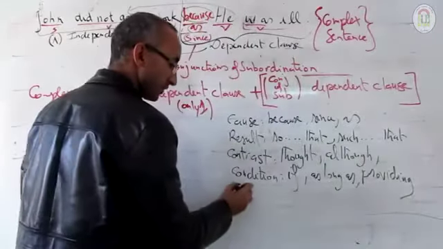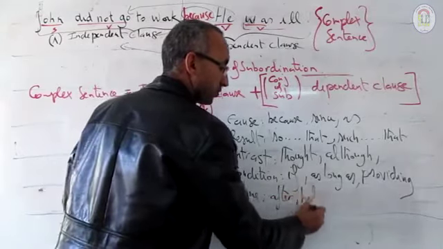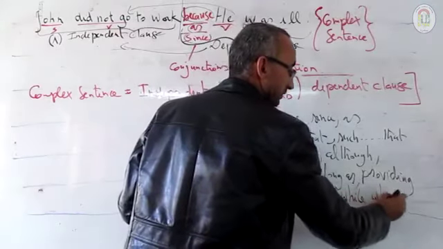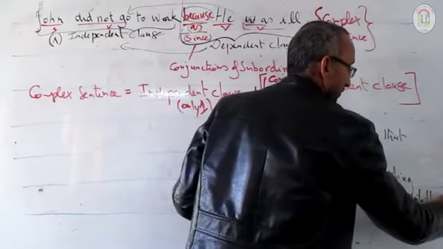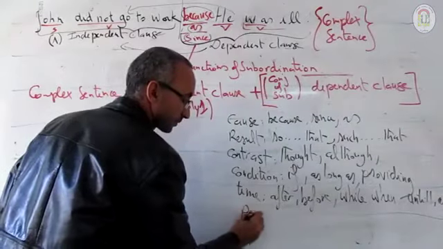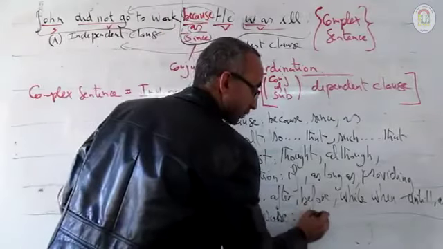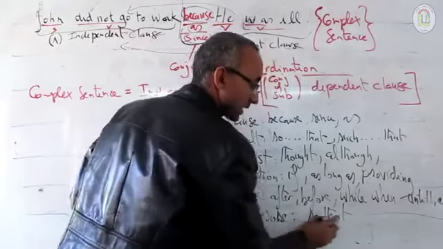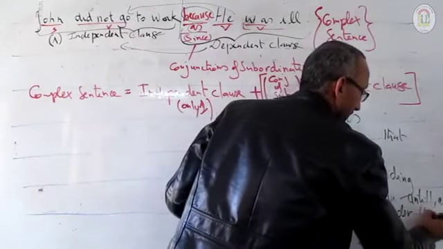We have those of time, like after, before, why, when, until, and as soon as. We have also those of purpose. Like what? Like so that, only so that, in order to or so that, and also in order that.